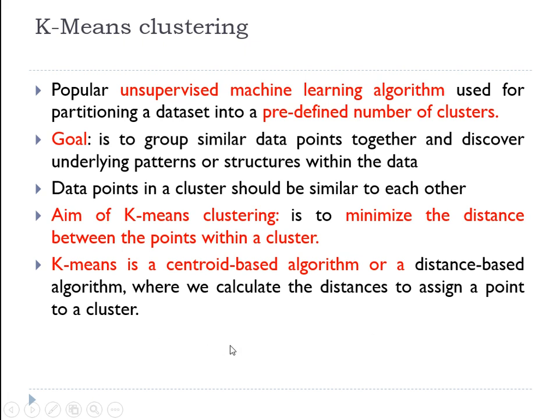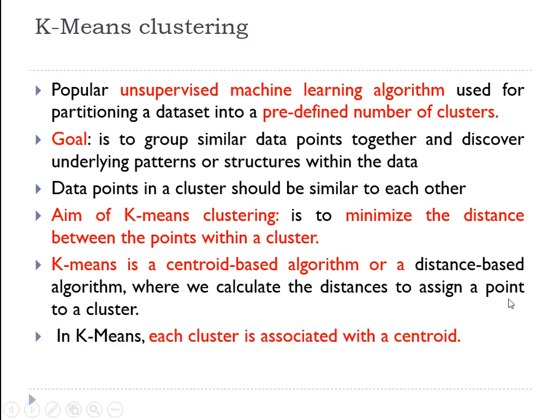So k-means is also called a centroid based algorithm, or a distance based algorithm, because we calculate the distance between the data points and a centroid. Centroid is basically the center of the cluster. So the distance between the data points and the centroid is calculated, and the goal is to minimize the distance between the centroid and the data points.